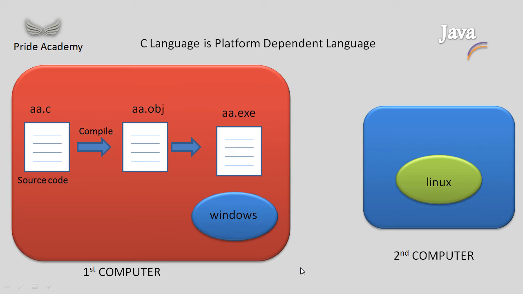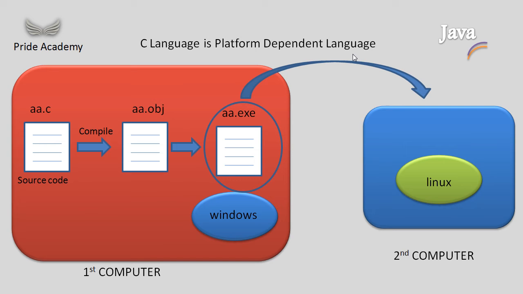So when I take this executable file and I want to run it on the second computer, where the operating system, the platform, gets changed, it's not going to work because this executable file directly relies on the operating system. It is specific to this Windows operating system. It depends on Windows, so it's not going to work on the second computer, where there is a Linux operating system. That's why C is known as a platform dependent language.